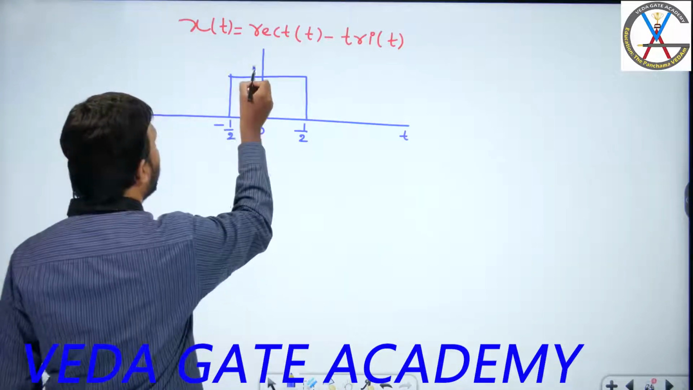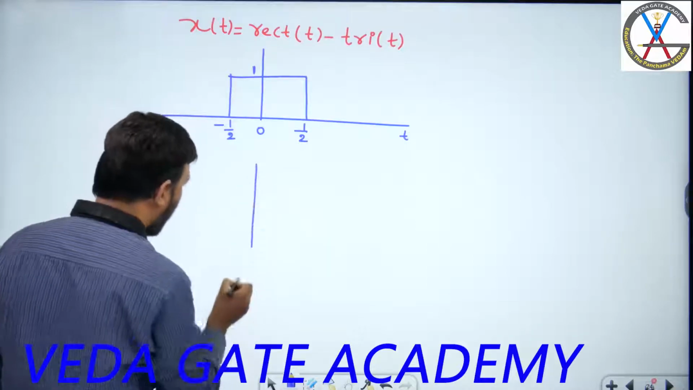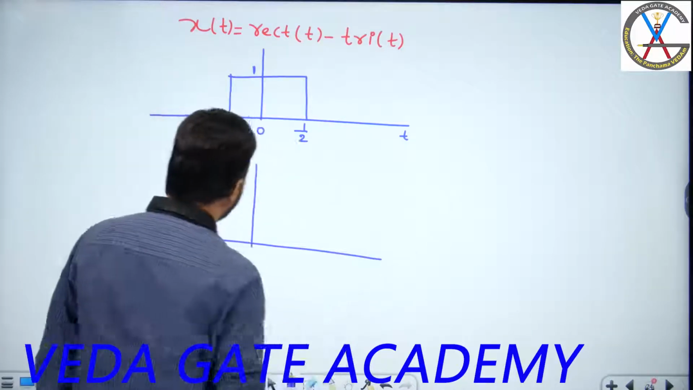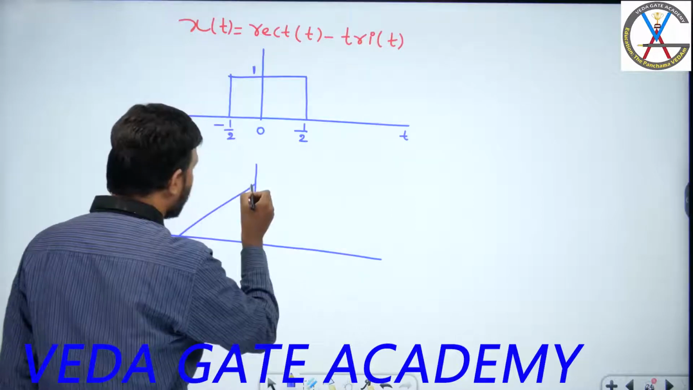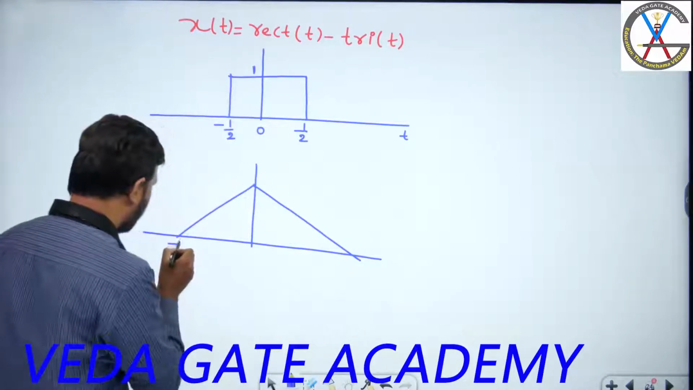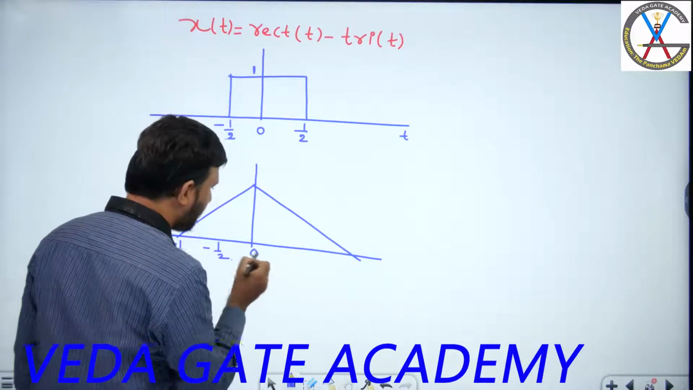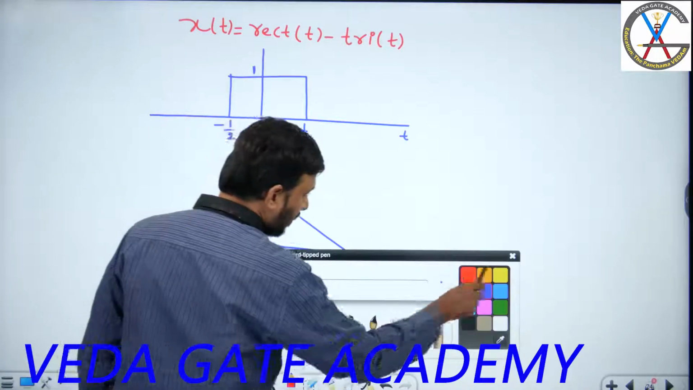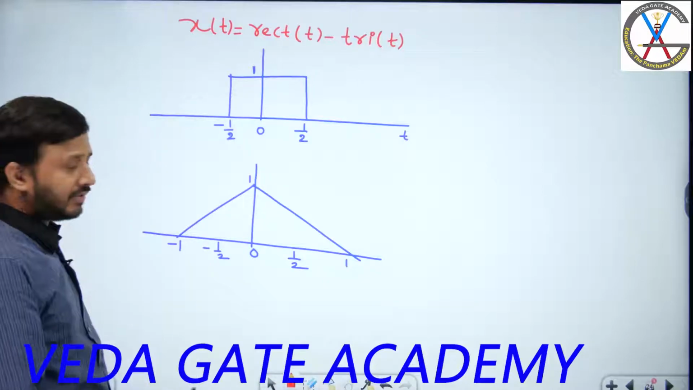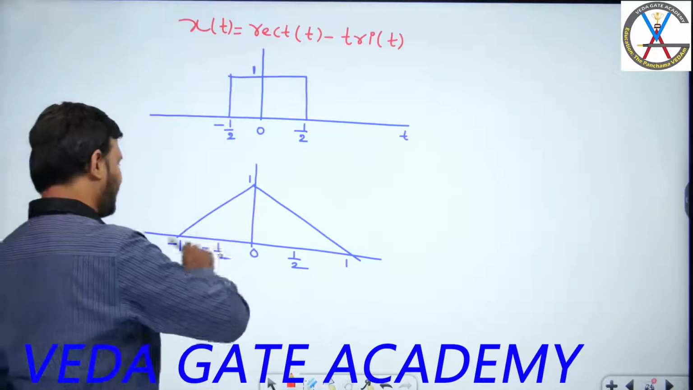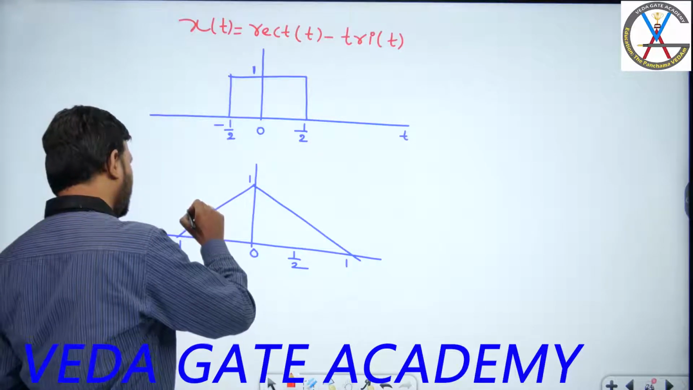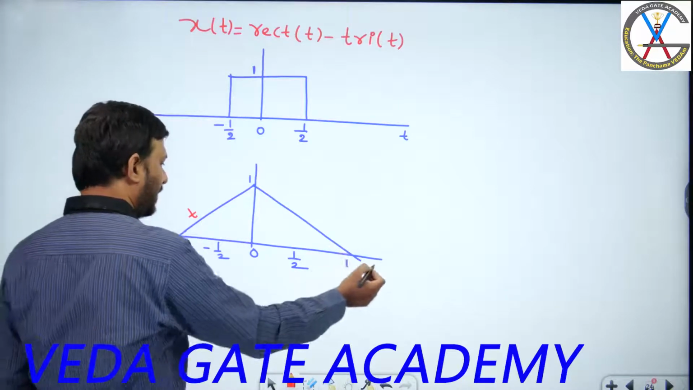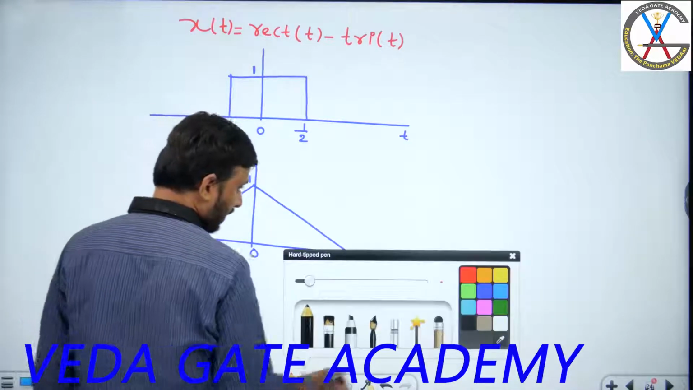Tri(t) means the triangular pulse varying from -1 to 1. Do you know what is the equation of this line? mx plus c, slope is 1 multiplied with the independent variable. Independent variable is t here.